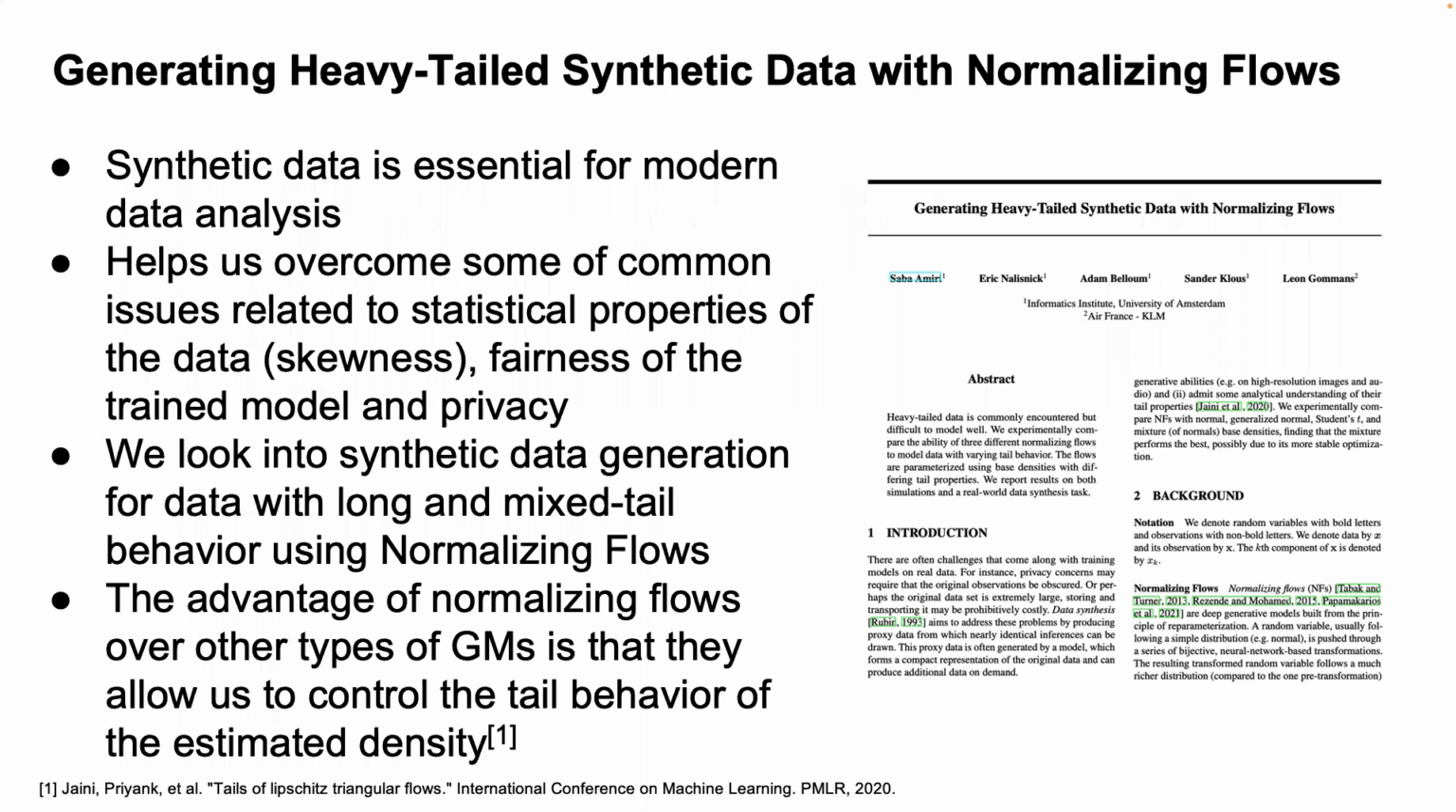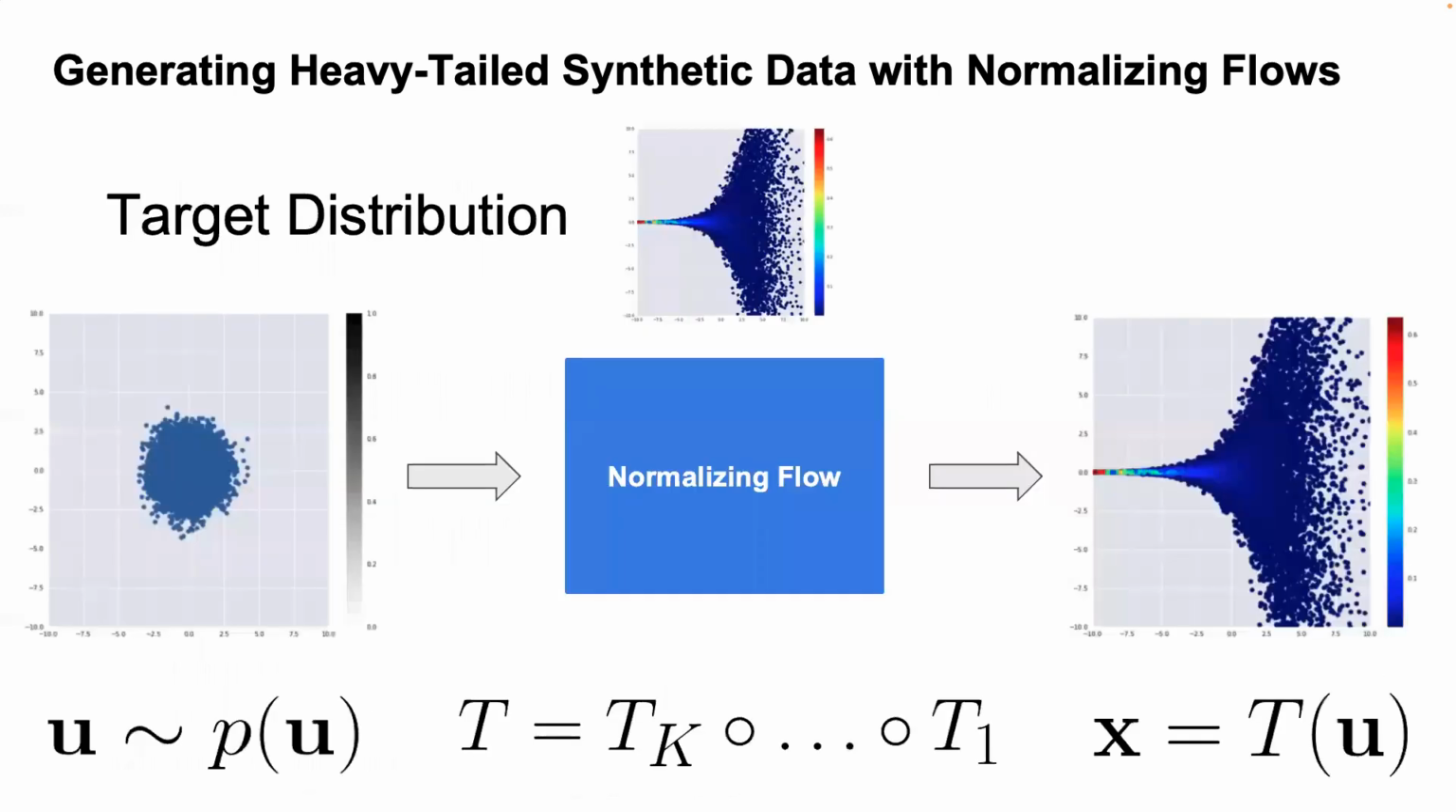Having control and insight into the data generation process lets us enrich training sets to make our models more performant, fair, and private. In this work, we look into synthetic data generation for data with long and/or mixed tail behavior using normalizing flows. The advantage of normalizing flows over other types of generative models is that they allow us to control the tail behavior of the estimated density.